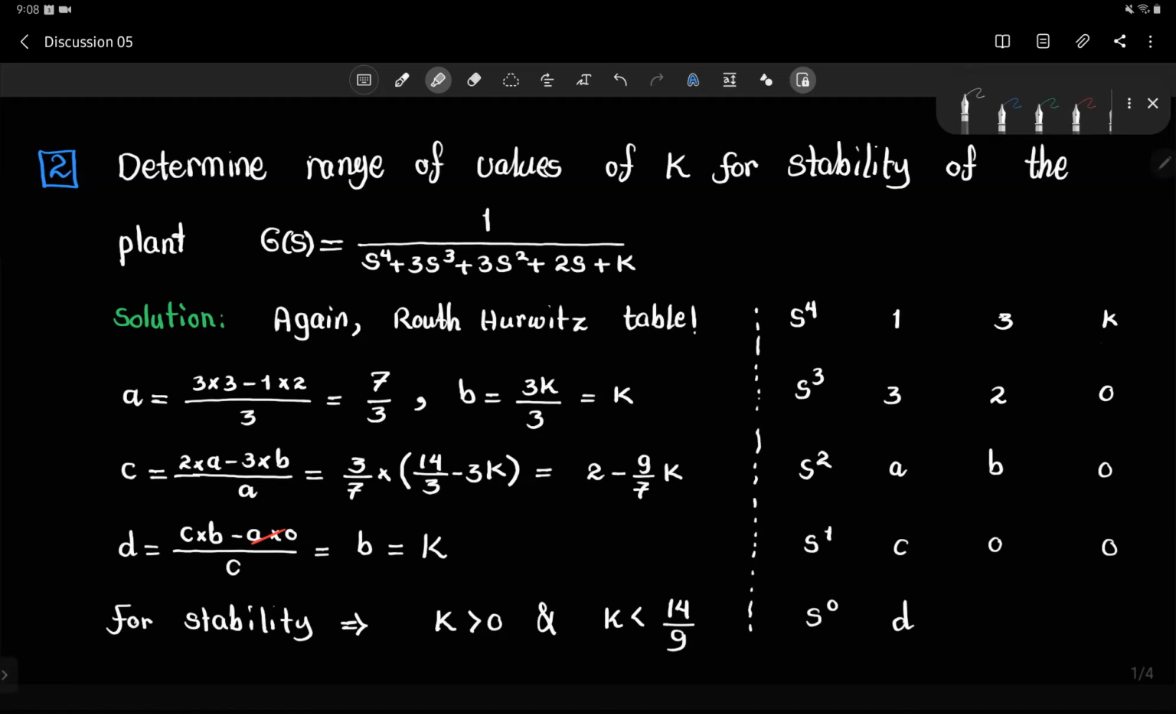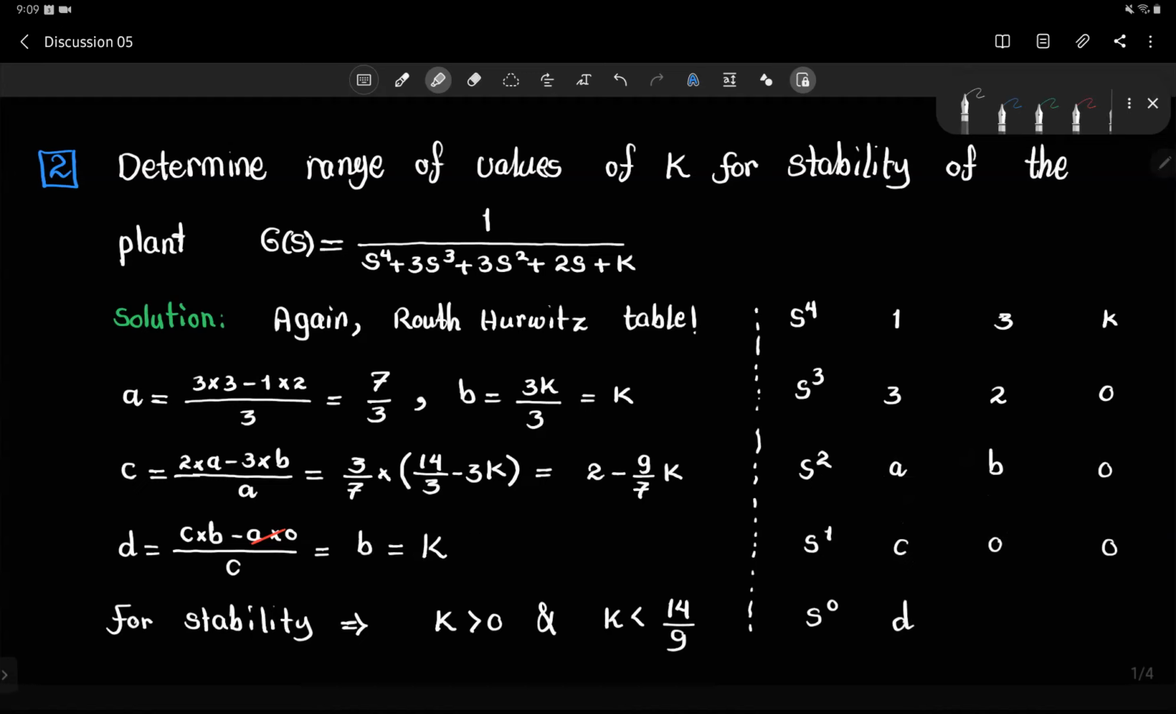C is equal to a times 2 minus 3 times b, right? So that's 2a minus 3b divided by a, right? After you do the computation, that will give you 2 minus 9 over 7 times k. And then finally, d is going to be equal to c times b minus a times 0, divided by c. So that's just going to be equal to b, which is equal to k.